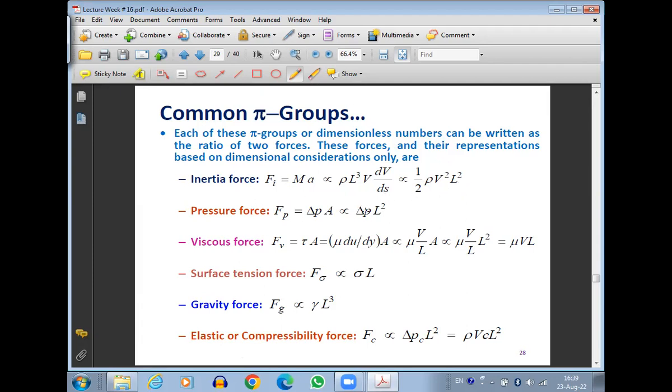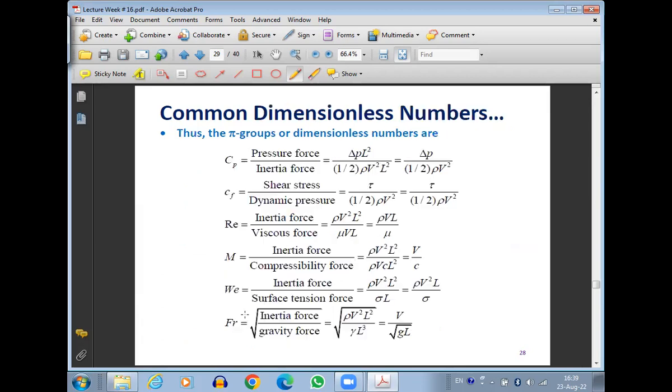Then we have the pressure force. We have the viscous force, corresponding to the equation of viscosity. We have the surface tension force. We have the gravity force. We have the elasticity or compressibility force. Whenever we are talking about those dimensionless parameters, they are basically a ratio of two forces. For example, Cp, which was the pressure coefficient, is basically a ratio of pressure force to inertia force.